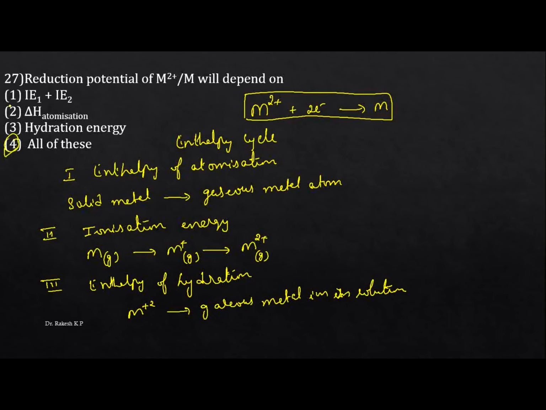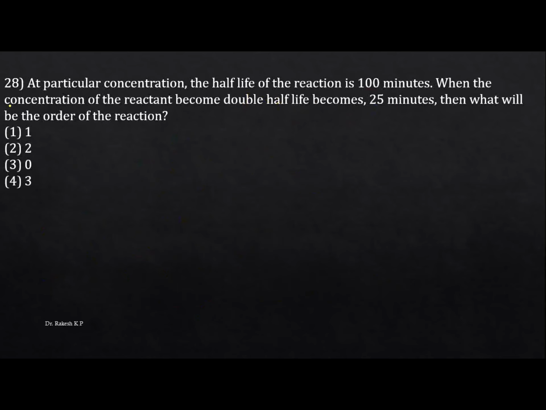Okay, so next one. At a particular concentration, the half-life of the reaction is 100 minutes. When the concentration of the reactant becomes double, the half-life becomes 25 minutes. Then what will be the order of the reaction? We know that T half is proportional to A power 1 minus n. So you see the conditions here: when the concentration of the reactant becomes double, half-life becomes 25 minutes.